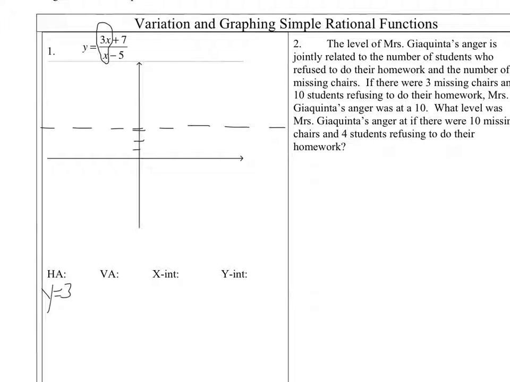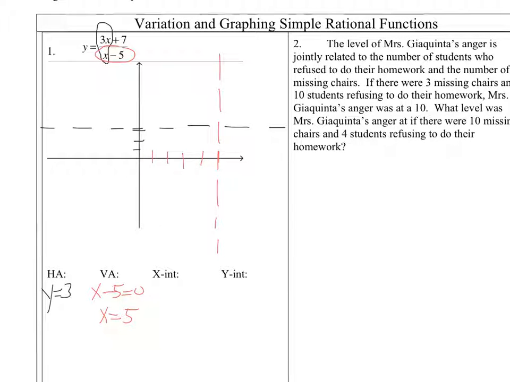Next up, for my vertical asymptote, I'm going to take a look at values that can't exist here. In doing that, we get x minus 5 is equal to 0. So x can equal 5 for that. 2, 3, 4, 5. We get my vertical asymptote.